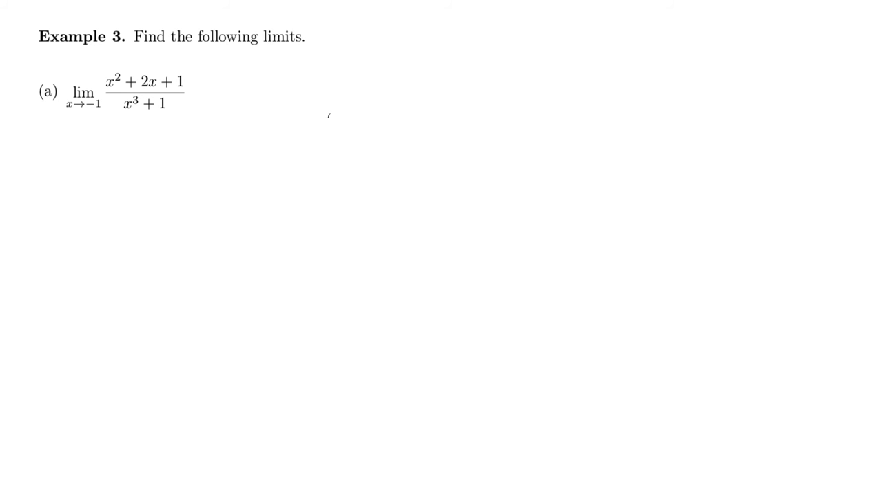All right, so we did so great on the last example. Let's keep going. Let's find the following limits. So let's just try to use the limit laws and plug in negative 1. So I get negative 1 squared plus 2 times negative 1 plus 1 divided by negative 1 cubed plus 1.